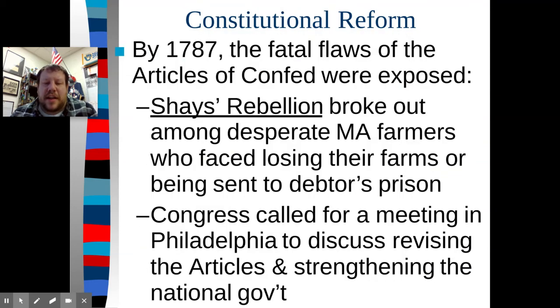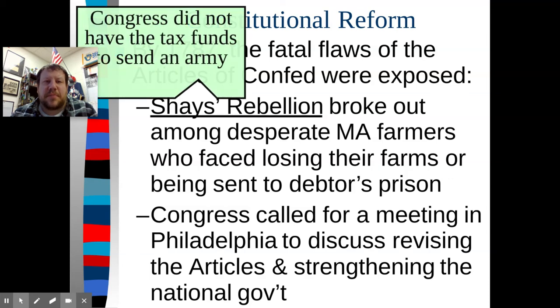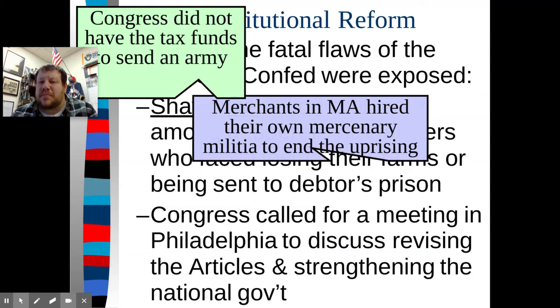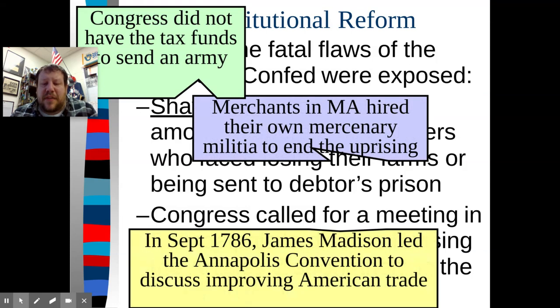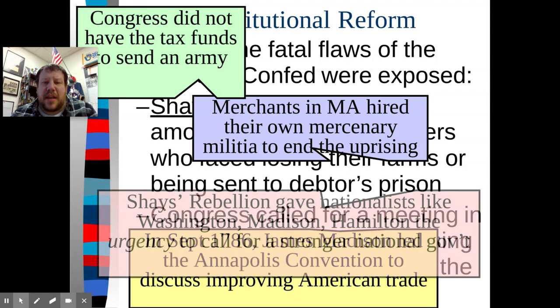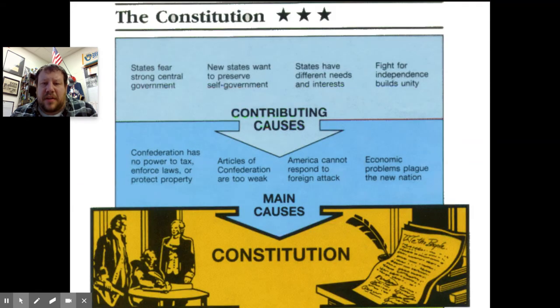And so we're going to see our meetings happen because of this. And the first big meeting, obviously with no taxes, we couldn't make an army. Merchants hired their own militias to stop the uprisings that were going on. And so we have the Annapolis Convention to call this meeting and see what happens with it. And so we really see our causes here: originally, states fear strong government, they have different needs and interests, but the Confederation didn't have the power to tax. It was too weak. It couldn't respond to foreign attacks. It was economic problems we had.